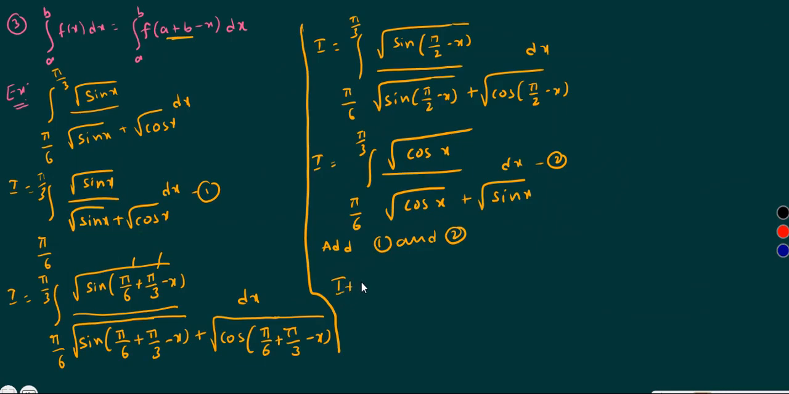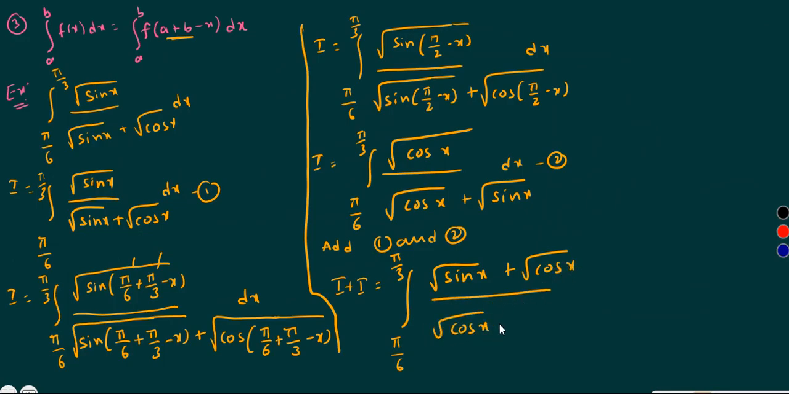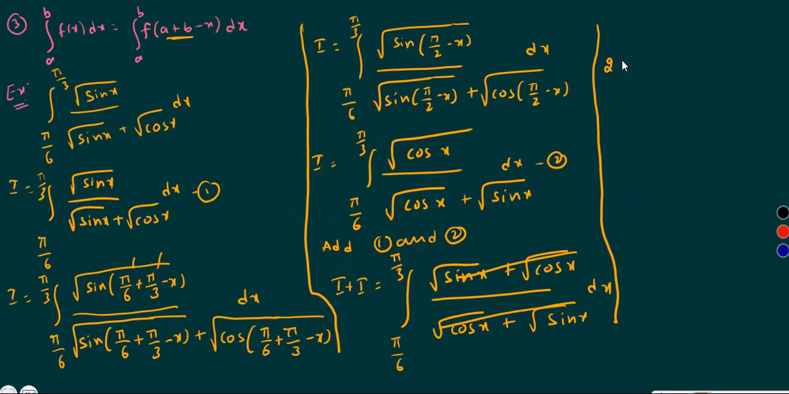So I plus I equals the integration from pi by 6 to pi by 3. Here both the denominators are the same, see 1 and 2: square root sin x plus square root of cos x by square root of cos x plus square root of sin x dx. Both numerator and denominator are the same, so cancel. Now remaining is integration dx. Integration dx, LHS side I plus I is 2I.